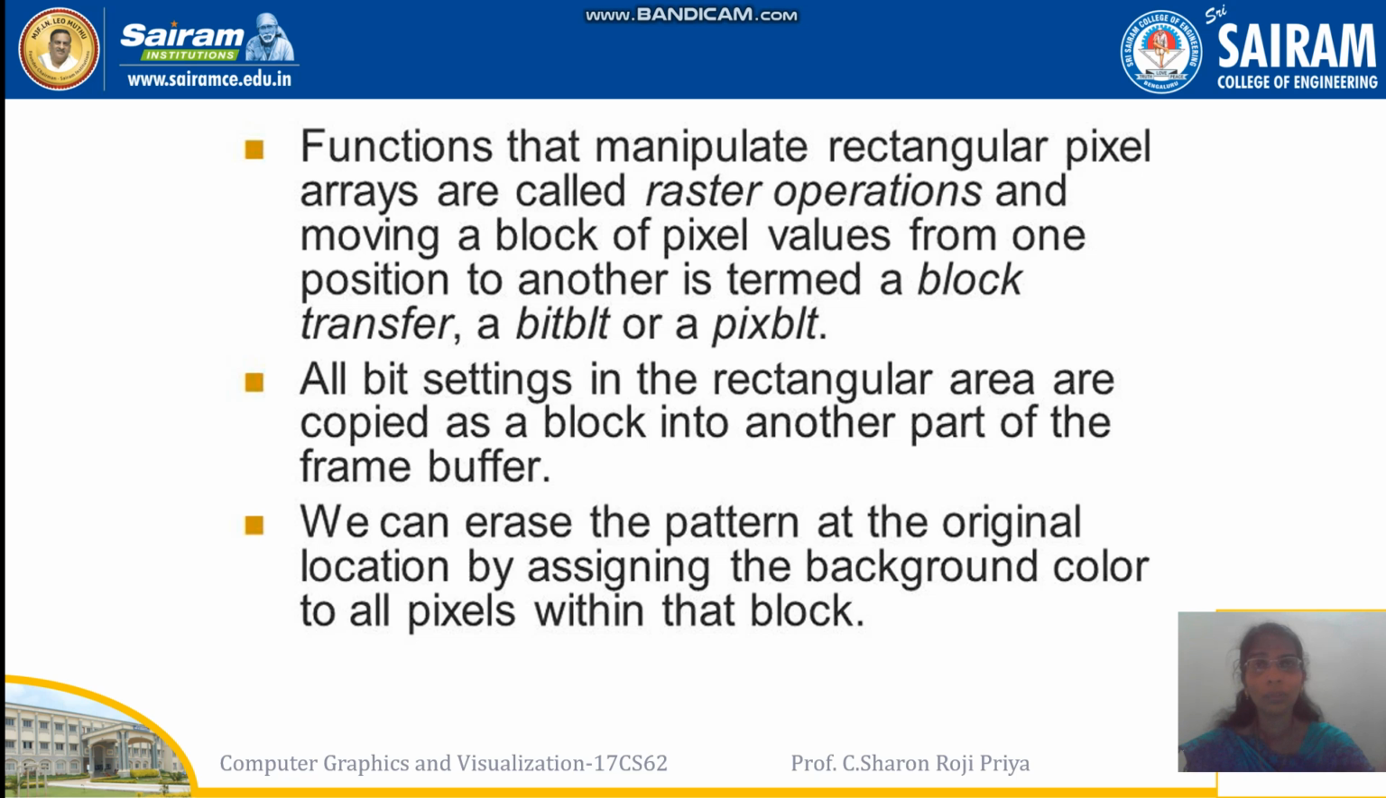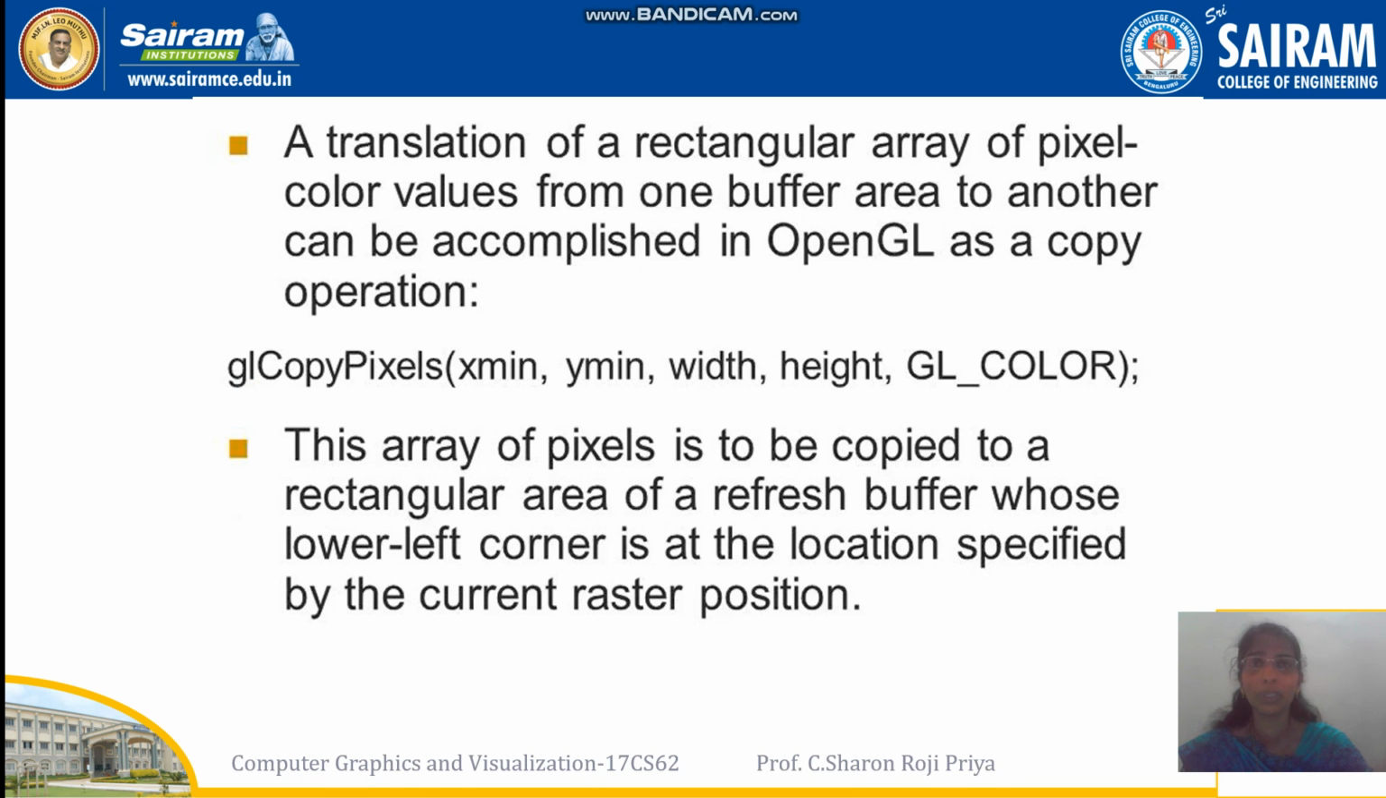Raster methods, we have a few functions. By using these raster methods, I can achieve the basic transformations. We can say functions that manipulate rectangular pixels are called raster operations, and moving a block of pixel values is known as block transfer. The first basic transformation we studied is translation, and you all know translation is displacement, moving from one place to another place. This is a transformation. Now we can see how we can achieve it using a raster operation.